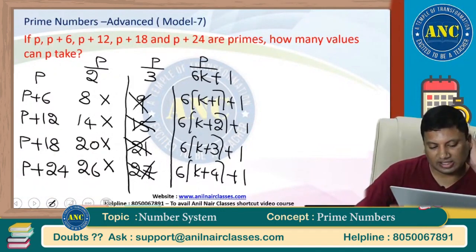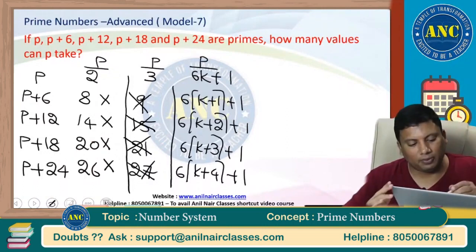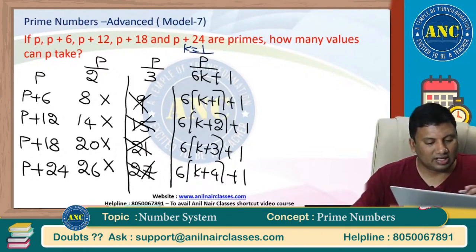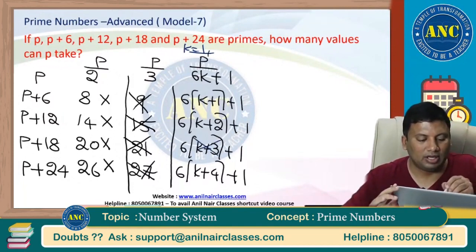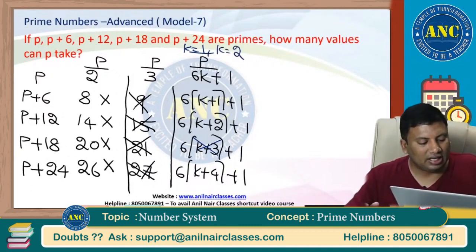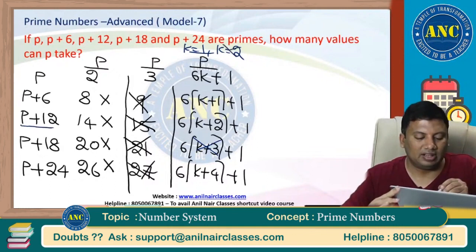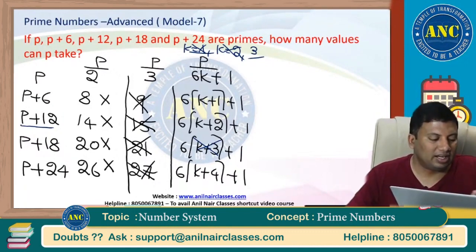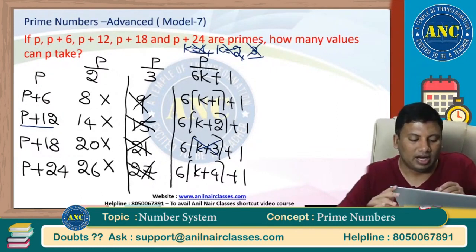6k plus 1, 6 into k plus 1. Suppose I put k value 1, P value will become 7. 7 plus 18 is 25. This case is not possible. If I put k equivalent to 2, 12 plus 1 is 13. 13 plus 12 is 25. This case is not possible. If I put k equivalent to 3, 6 into 3 is 18. 18 plus 1 is 19. 19 plus 6 is 25. Not possible. I hope the idea is clear.